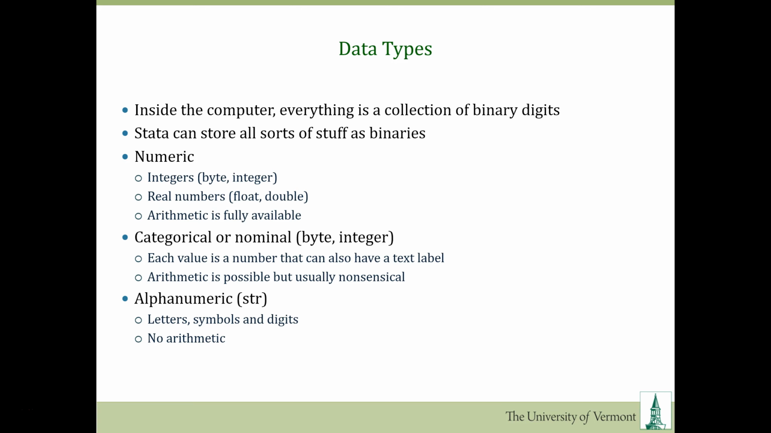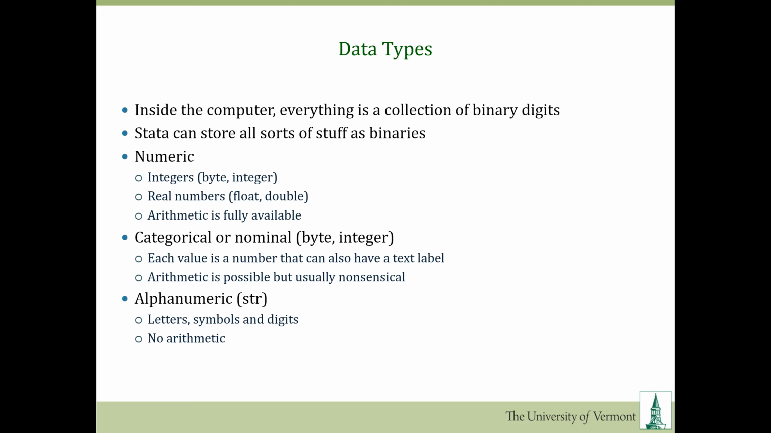The thing to know about numeric data is that arithmetic works on it. If you take an integer 7 and another integer 5 and add them together, you will get an integer 12. It makes sense. You can do subtraction, multiplication, division, and so forth. Categorical or nominal data are also stored as bytes or integers. And this is a situation where each value is a number, but it also has a text label. And really the text contains the information.